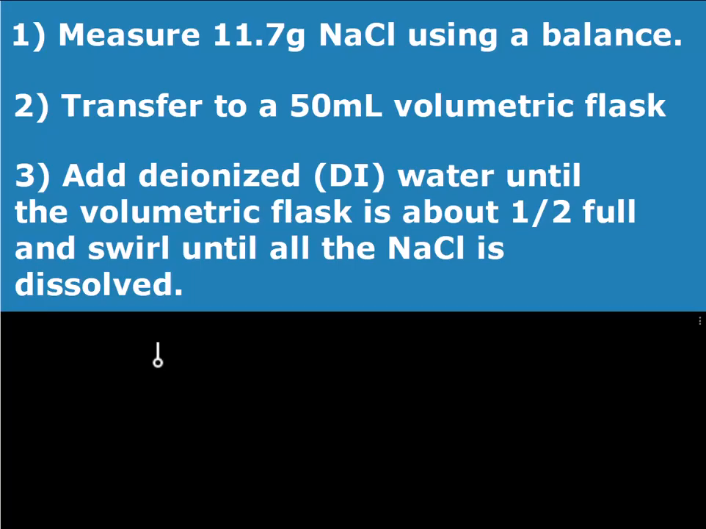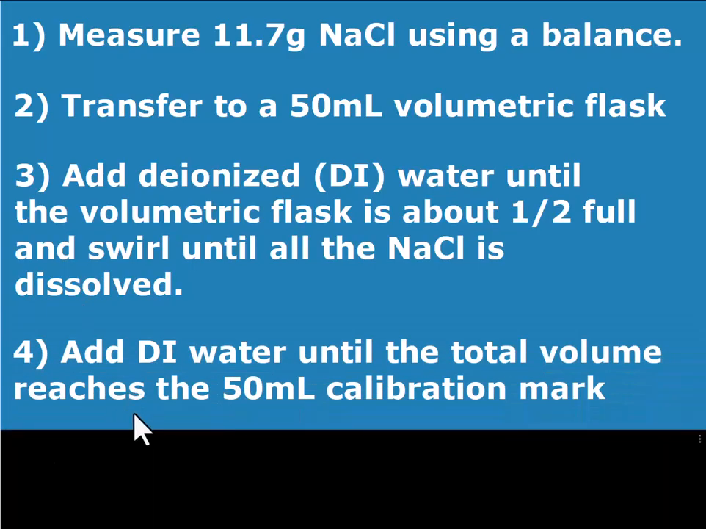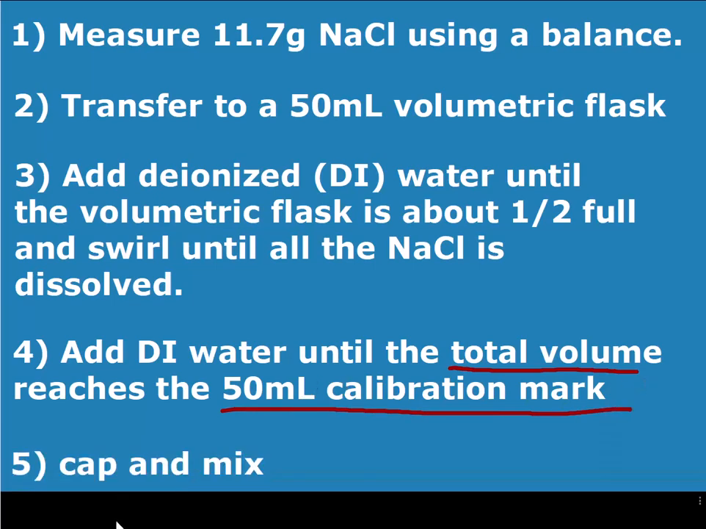Instead of this, I could have dissolved the NaCl in a beaker with some water and then pour that solution into the volumetric flask. But if I go that route, I'm going to have to rinse the beaker out as well and pour that beaker rinse into the volumetric flask as well, just to make sure I get all the NaCl into the volumetric flask. So once the NaCl is dissolved, then I'm going to add DI water until the total volume reaches the 50 milliliter calibration mark. And then the last step is cap and mix.